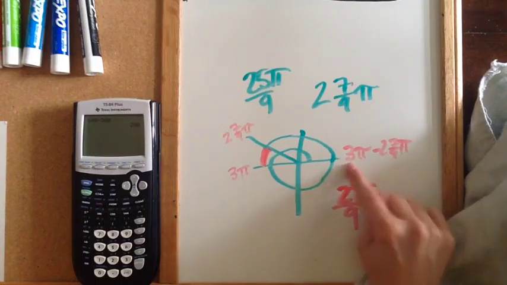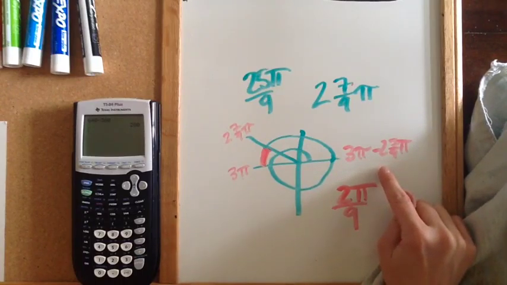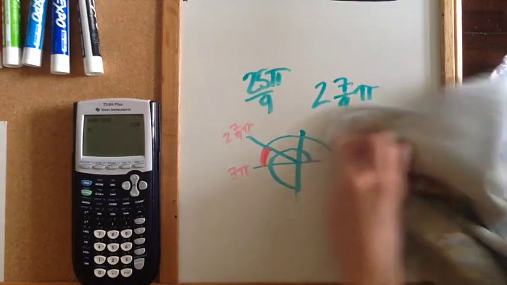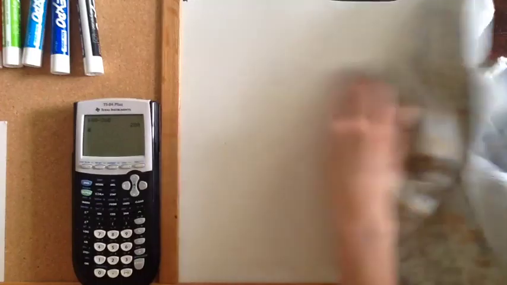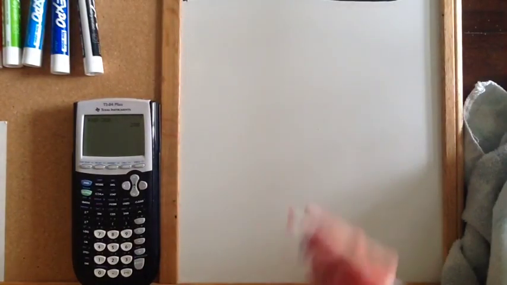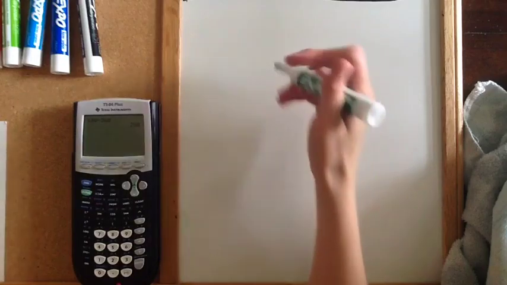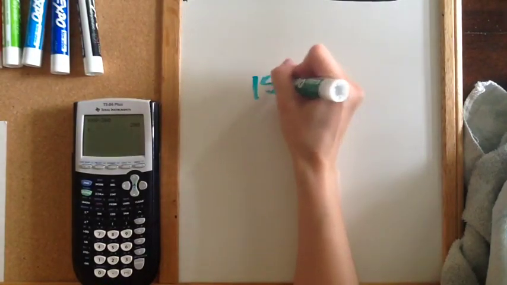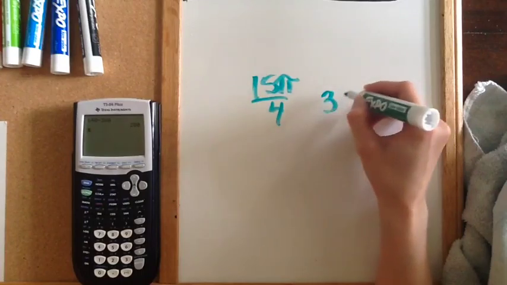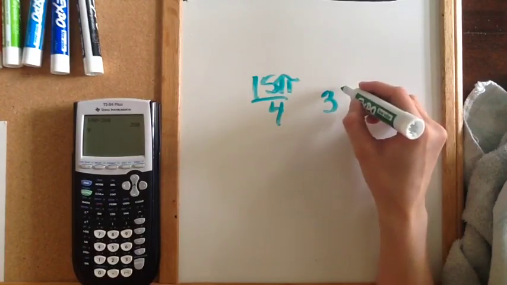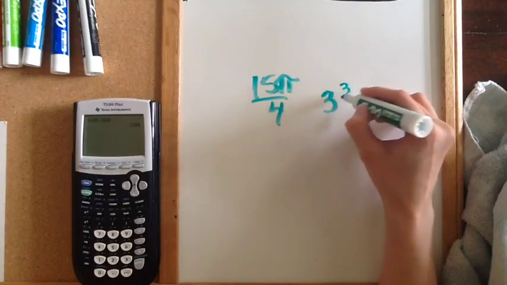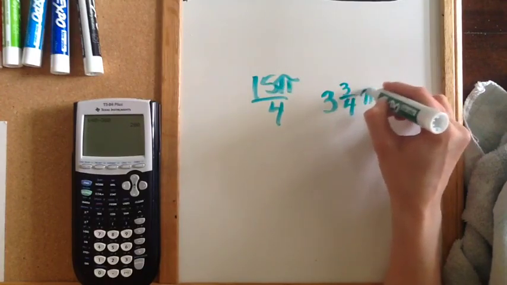Which, when you do this subtraction problem of 3 pi minus 2 and 7 ninths pi, you'll end up with 2 pi ninths. Okay. So let's take a look at another radian one. So if we do 15 pi fourths. 4 goes into 15 three times, and I have how many left over? Well, the 4 times the 3 gives you 12, so I have 3 more. So I have 3 and 3 fourths pi.